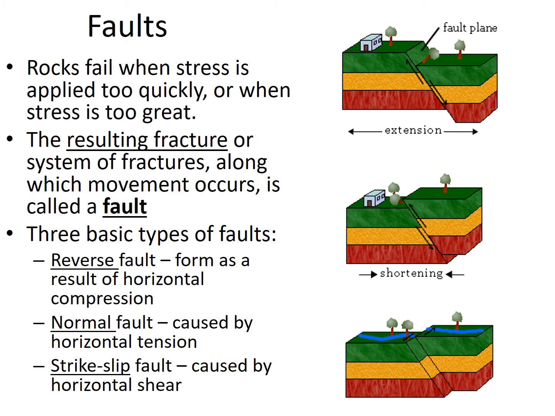So what we have are faults. Most earthquakes occur along fault lines. We talked about how rocks fail when stress is too quick or too great. It's a system of fractures, and the movement occurs and causes a fault. There are three types of fault. There's a reverse fault, which is horizontal compression, and then a normal fault, which is caused by tension, and a strike-slip fault, which is caused by shear.